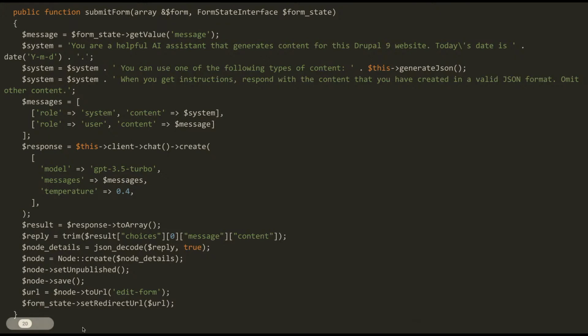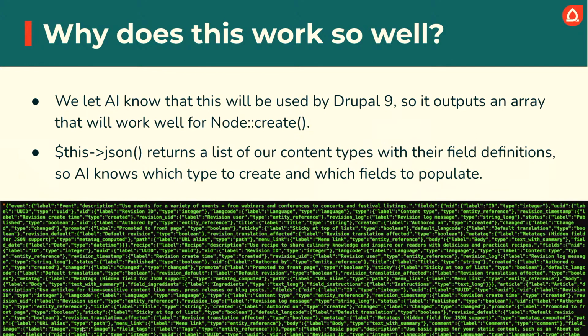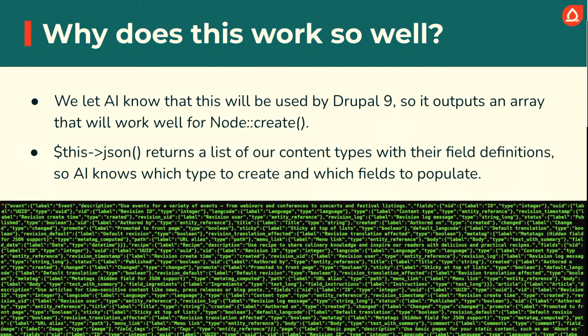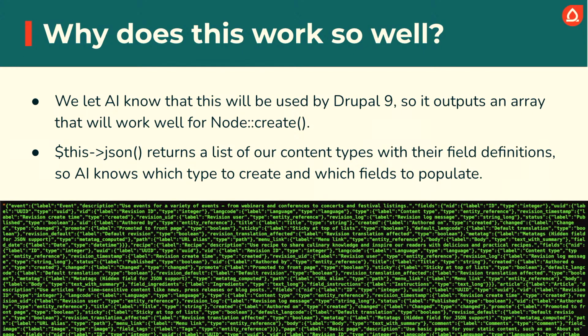So what I did, I will just show the slide. So this is this gibberish, right? This is basically a list of all the content types with all of their fields in a JSON. So it's just a dump, right?